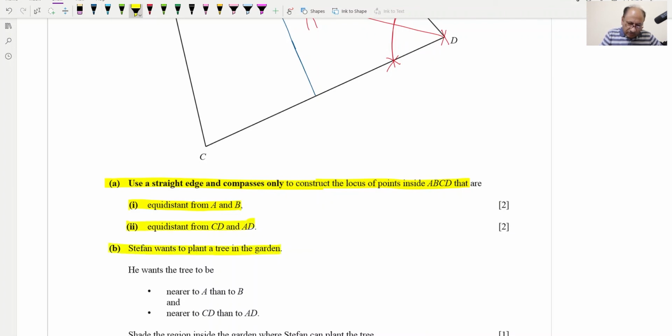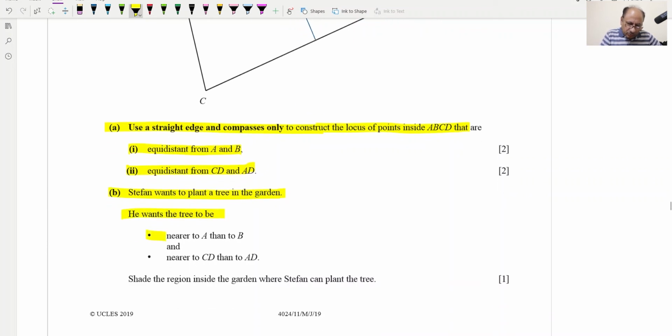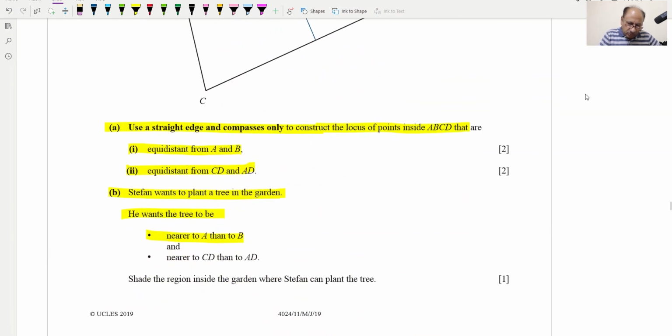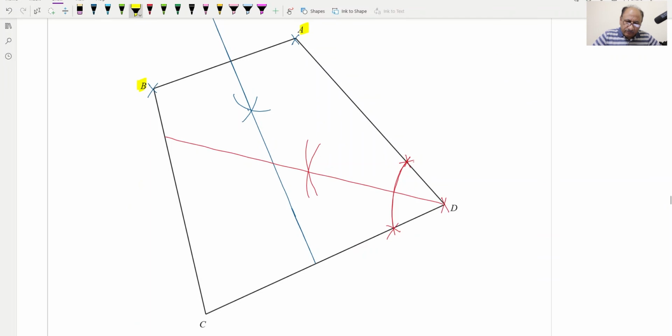Stefan wants to plant a tree in the garden. He wants the tree to be nearer to A than B, and nearer to CD than AD. So it will be in this region, the lower section. So we can shade this portion.